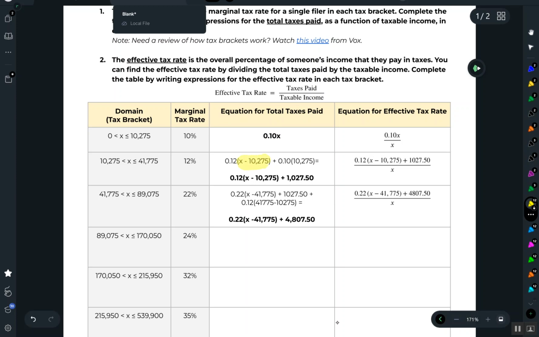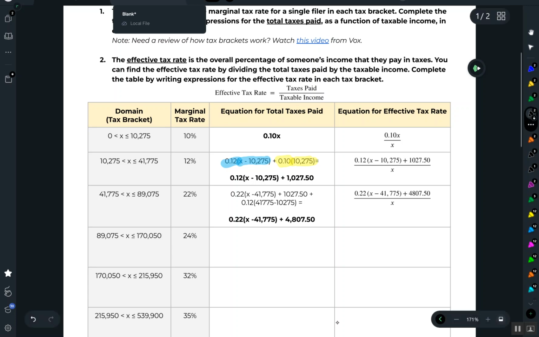$10,275 gets multiplied by 10%. But then the next chunk of money up to $41,775 is going to be 12%. So we need to figure out how much you have left that you're going to do 12% on. This is where we subtracted from 10,275 to see how much money you have left, that's going to be 12%.